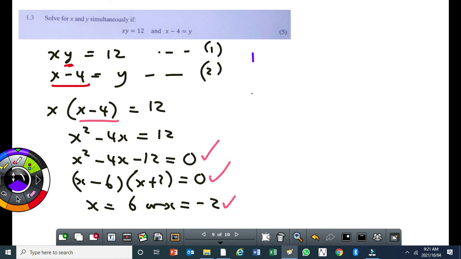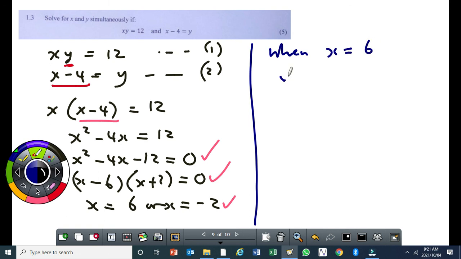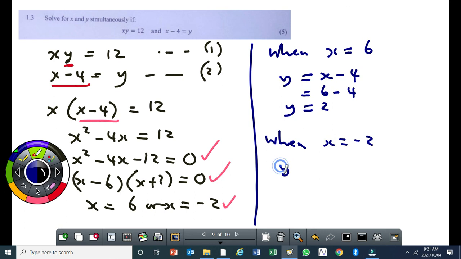Then to get the y values, we say when x is equal to 6, what is y? y will be equal to x minus 4, which in this case is 6 minus 4, and you get 2. Then, when x is equal to minus 2, y will be equal to minus 2 minus 4, and that will give you negative 6. And then you have that.